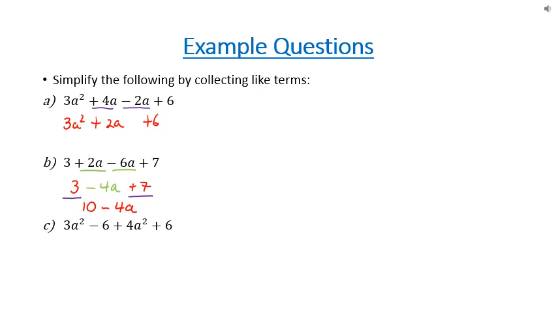In our last example, we have some like terms here where we've got a to the power of 2, but we've also got some other like terms where we've got basic numbers, and we can simplify this. We have 3a squared plus 4a squared, and then we have minus 6 plus 6. Now the minus 6 and the plus 6 actually cancel each other out because that gives us 0. So this just leaves us with 7a squared.